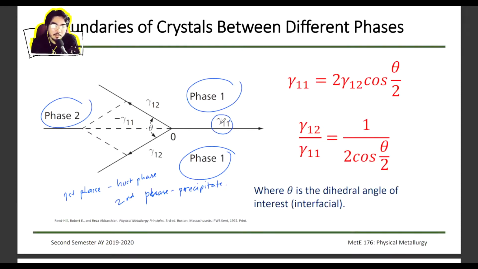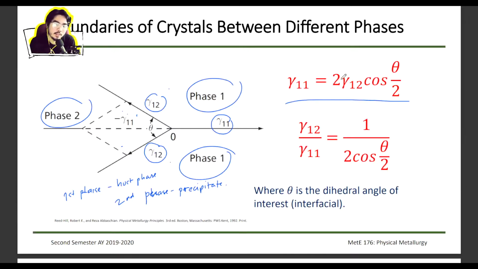Sigma 1,1, kasi this is the interface of phase 1 and phase 1. Tapos ito naman, sigma 1,2 because it's the interface of the second phase and the first phase. Tapos ito rin, it's the same value, no? Kasi same interface siya. It's an interface between the second phase and the first phase. Okay? So, etong sigma 1,2 right here is the same as the sigma 1,2 right here. Okay? So, ito lang na iba, ito si sigma 1,1. So, if you do the math, you will end up with something that looks like this.